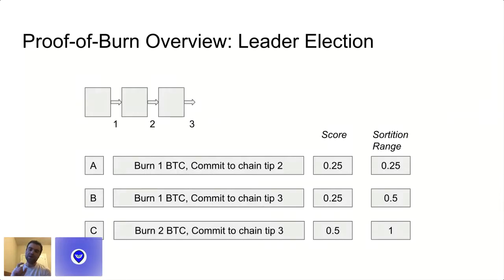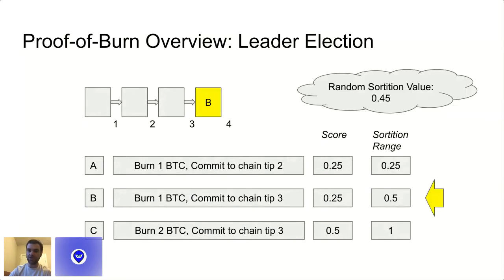Now, based on these scores, the consensus algorithm then assigns a range for each miner, which is going to be used to do a weighted random selection amongst these miners to pick who the winner is. We have a random process that we call sortition that produces a value between 0 and 1. In this instance, we produce a value of 0.45. 0.45 falls between the range specified for miner A and miner B. So miner B wins, and then miner B's block is appended to the blockchain.